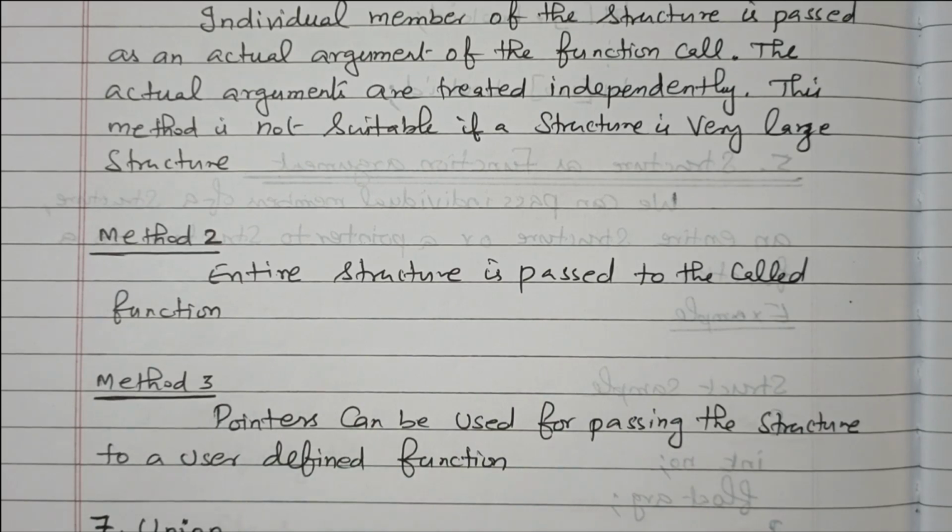So in this video we discussed how to define the structure, how to declare structure variables, how to access the structure members, then structure with an array of variables, and then how to pass the structure variable to a function. What are the three methods available?